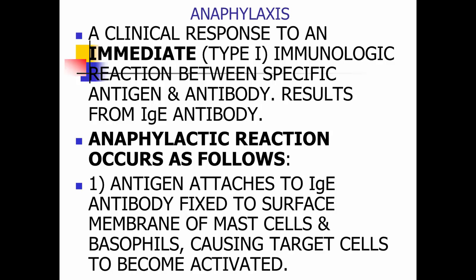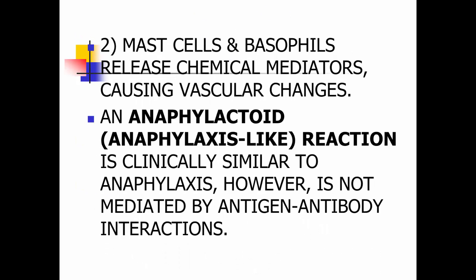The antigen attaches to what? IgE. Again, that's on the first exposure. It's fixed to the surface membrane of the mast cells and basophils. It causes the target cells to become activated, and that's upon the first exposure. On the second exposure, the mast cells and basophils release all these chemical mediators, causing all of those changes in your patient. And these are the signs and symptoms, or clinical manifestations, that are occurring in your patient.